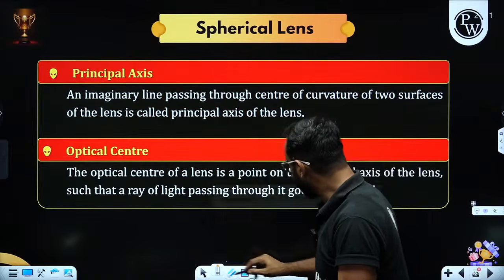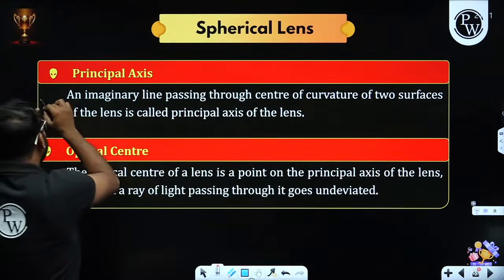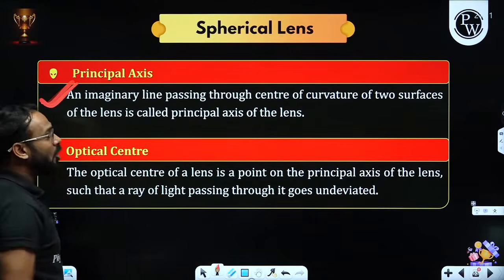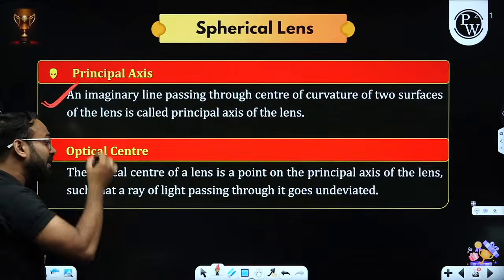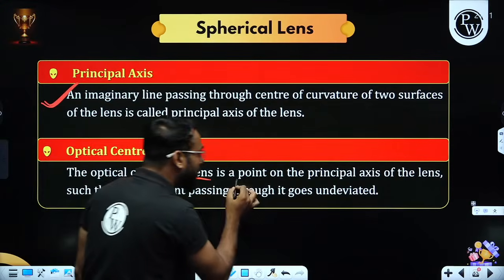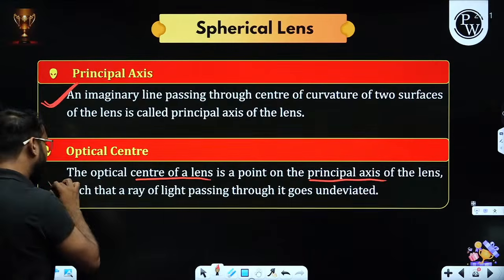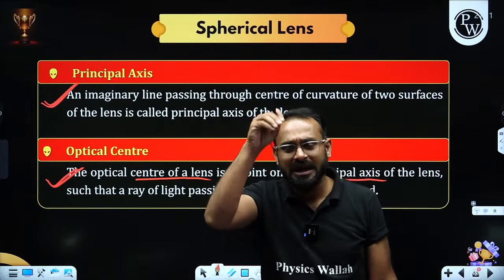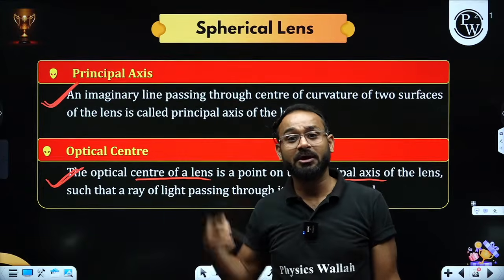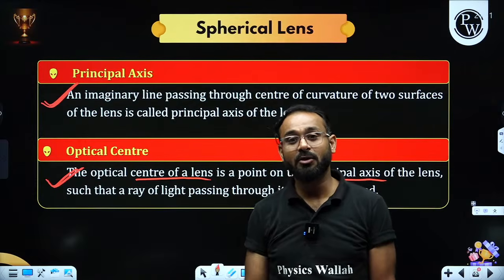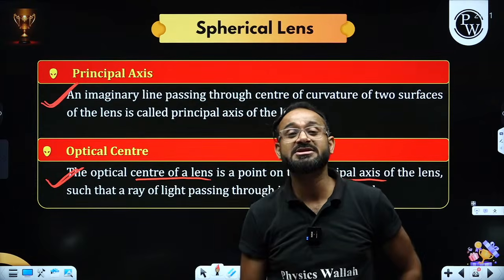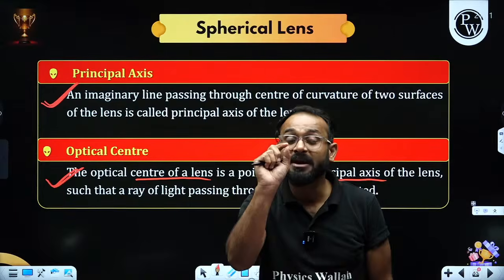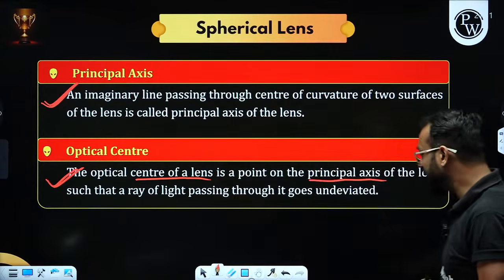Next, principal axis. We know it is an imaginary line passing through both the centers of curvature and the optical center. What about the optical center? It is the center of the lens, a point on the principal axis. If light is incident on that particular point, the light will not refract. It will go straight, with no refraction and no bending of light. Why? Because it is at the midpoint of the lens.